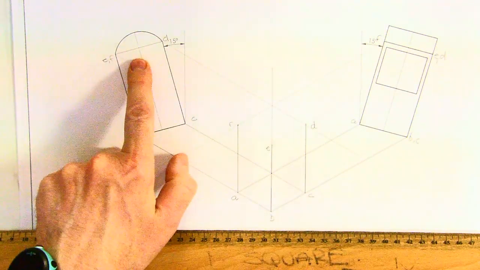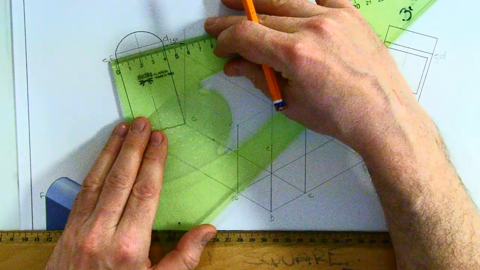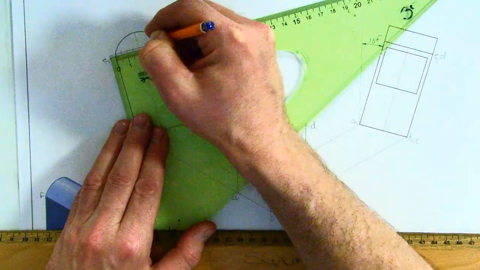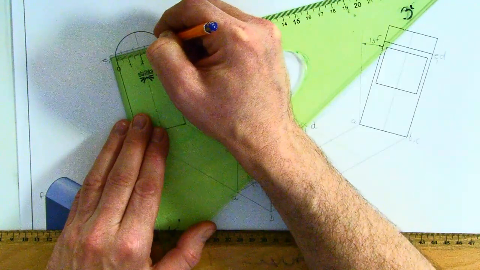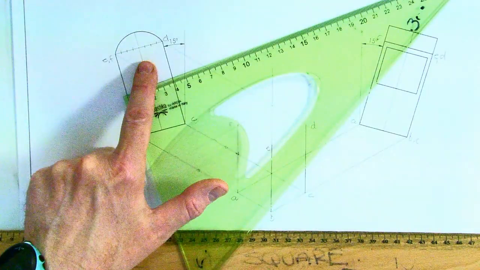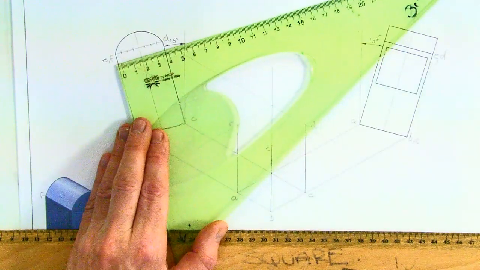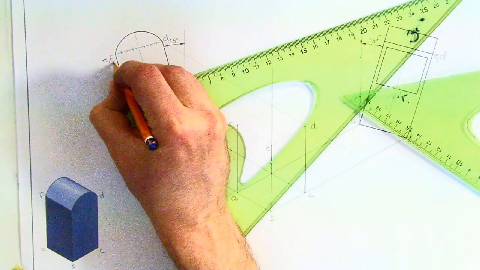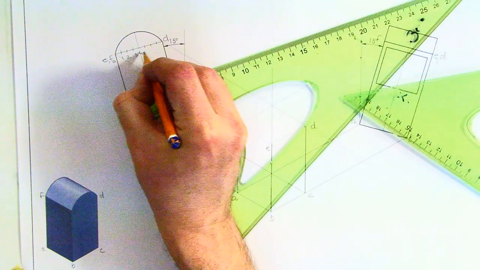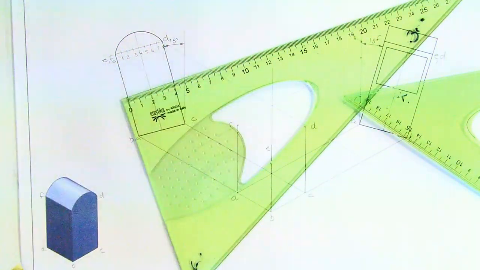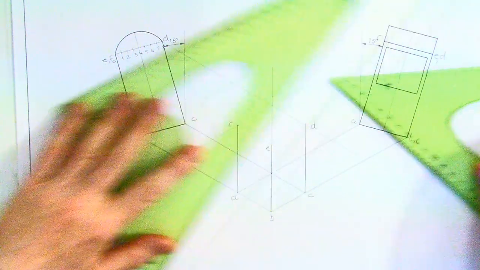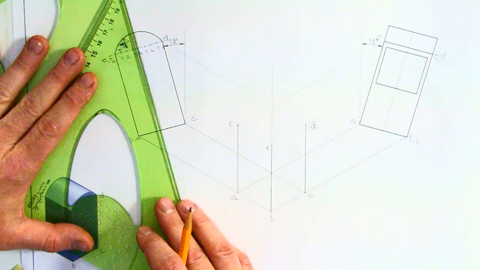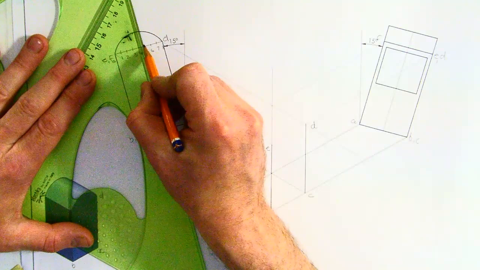What we're going to do this time, instead of dividing up with our 30/60, we're just going to measure. We're going to do 5, 10, 15, okay? So just mark in those 5 millimeter gaps. From E, measure over 5 millimeters. We'll label these 0, 1, 2, 3, 4, 5, 6, 7, 8. Maybe a bit too many points. But now we're going to use our sliding set square to draw those lines up until they meet the curve.